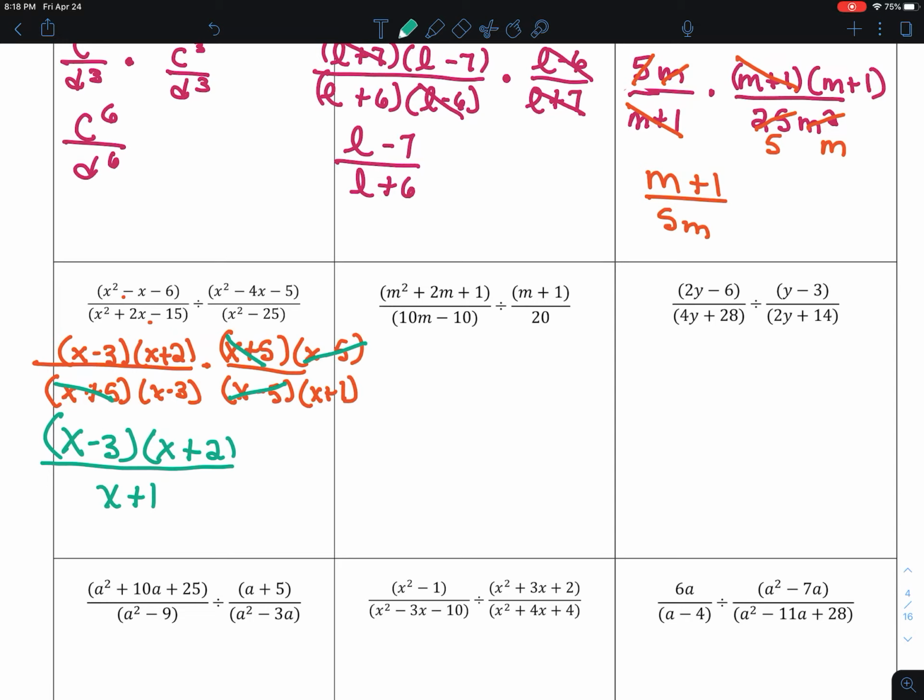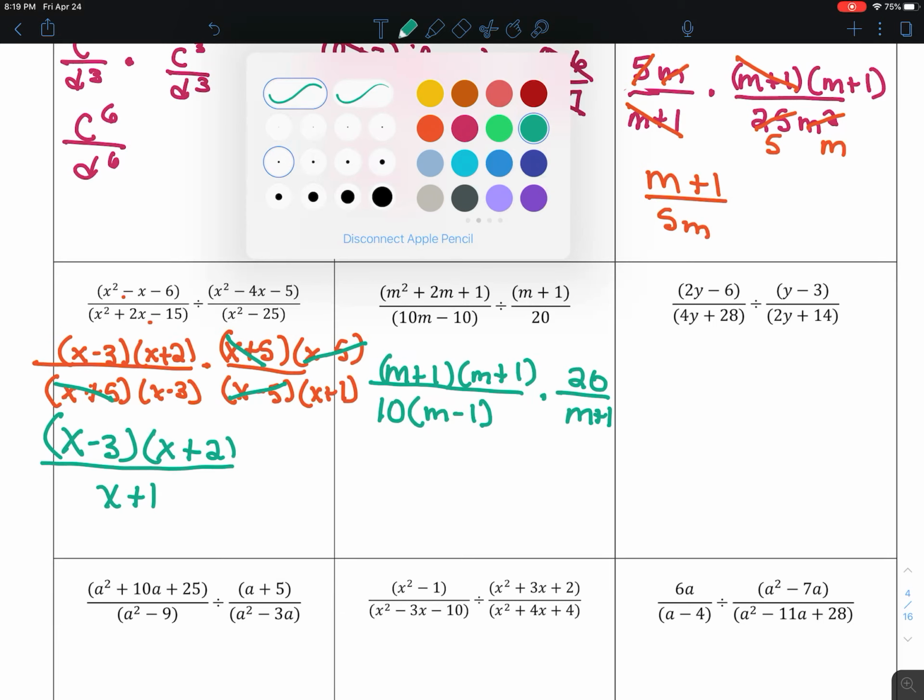So for the next one, what can I multiply to get 1 and add to get 2? We pretty much just had one like that. So that's m plus 1, m plus 1. The GCF here is 10, so we can factor out a 10, and we're left with 10 times m minus 1. We flip the second one, so 20 goes on the top, and then m plus 1.